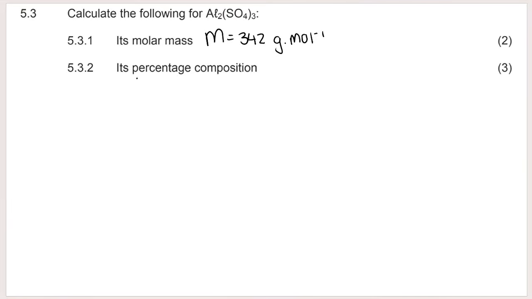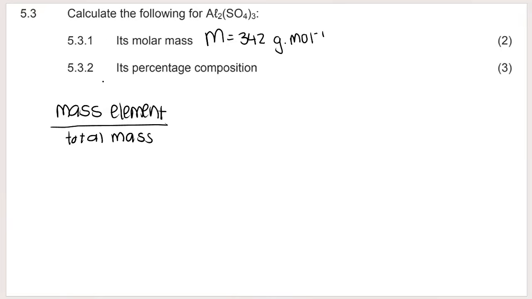5.3.2 wants the percentage composition. Essentially, this is the percentage composition by mass. So looking at the mass in terms of atomic mass, how much of aluminium sulfate is aluminium versus sulfur versus oxygen. If we want to look for the percentage composition, we take the mass of the element in the compound, divided by the total mass of the compound, which is the molar mass, so that goes underneath there, and we times it by 100 because we want percentage composition. So when we're looking for a percentage, we times by 100.